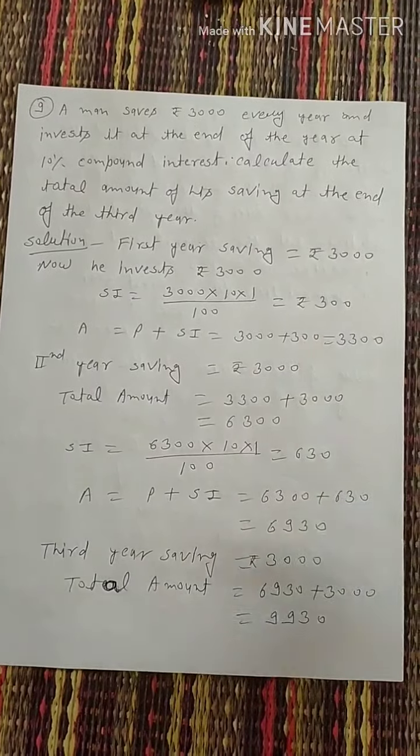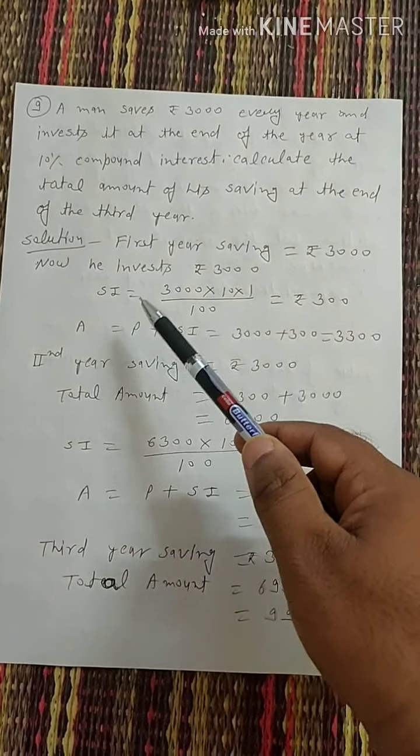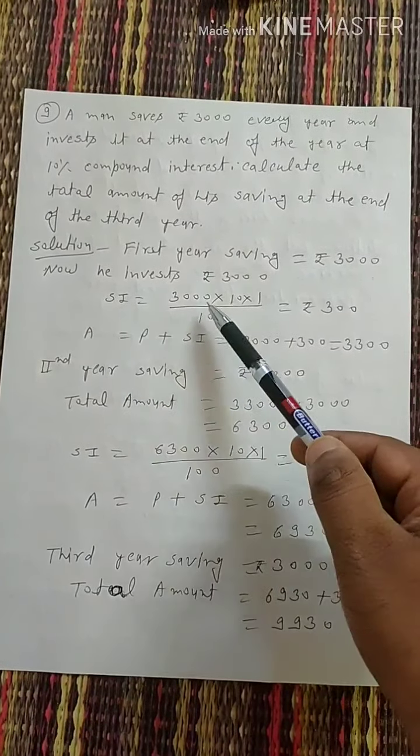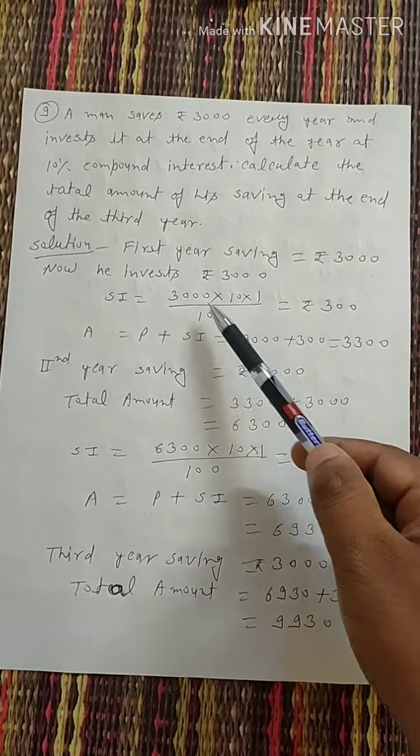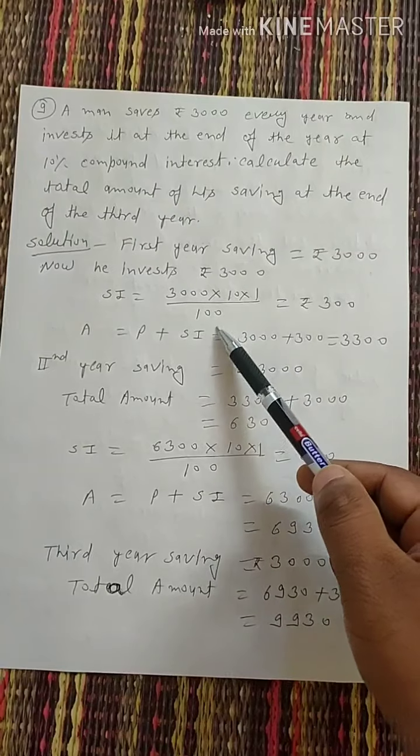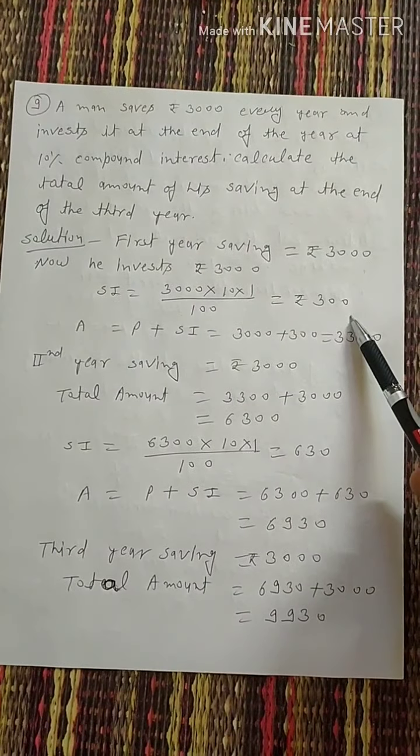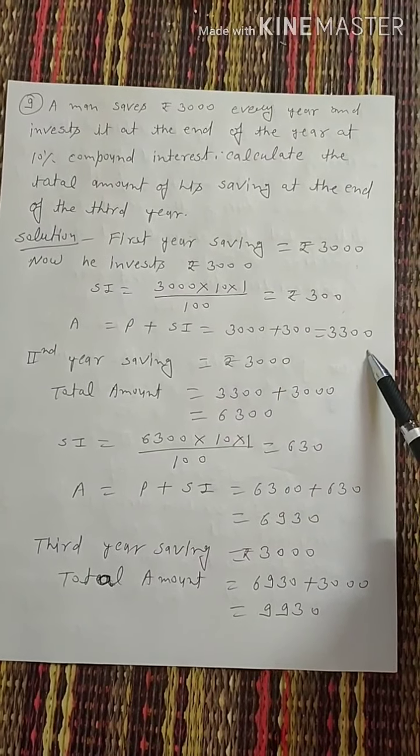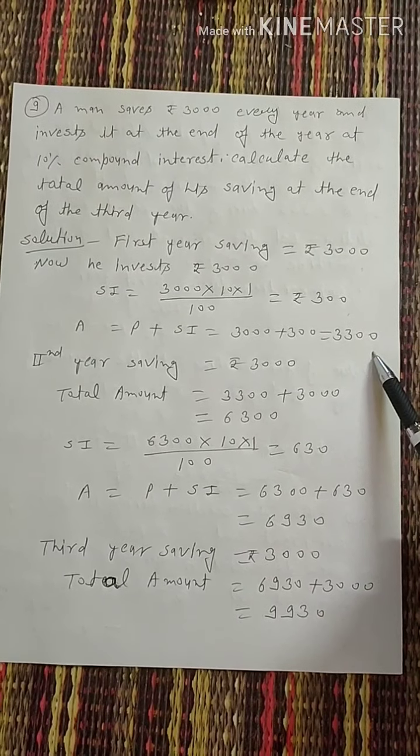Now this 3,000 he invests. So he will get the interest on 3000. So we find the simple interest, 3000 PRT upon 100, 3000 into 10 into 1 upon 100, so 300. So the amount will become principal plus SI, 3000 plus 300 is equal to 3300.